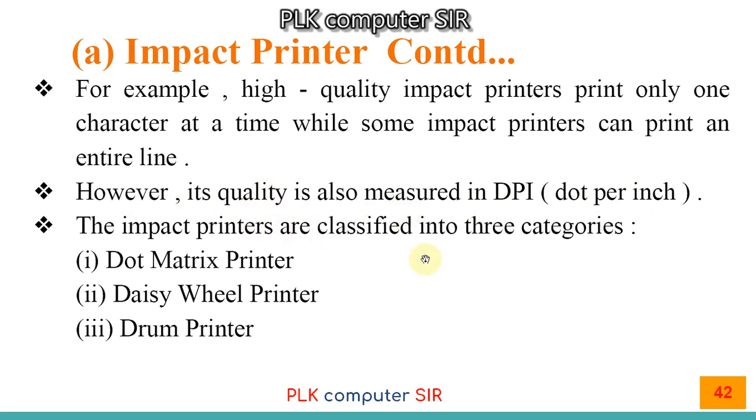The impact printers are classified into three categories. Remember students, previously printers were classified into impact and non-impact. Now impact printers are further classified into these three categories: number I, dot matrix printer; II, daisy wheel printer; and III, drum printer. Okay, now we are going to discuss them one by one.